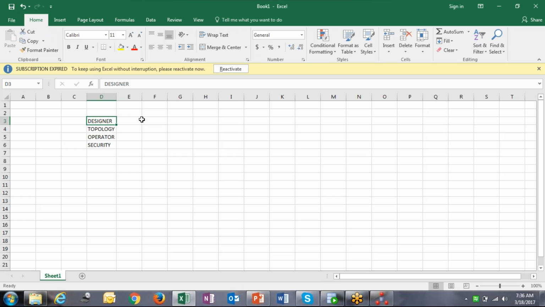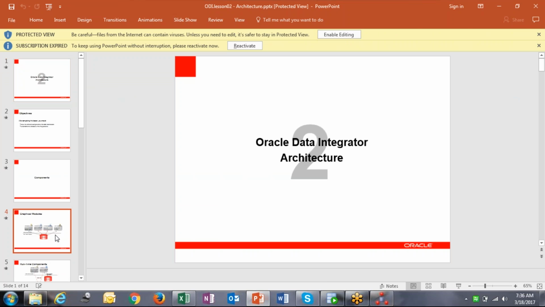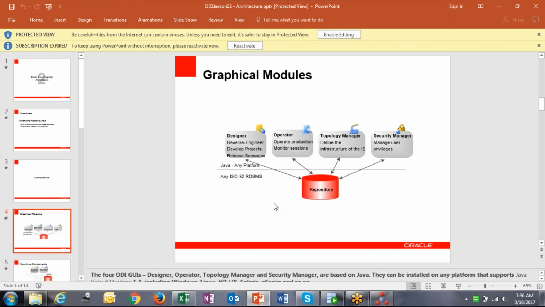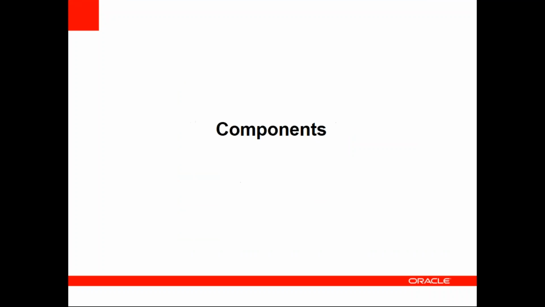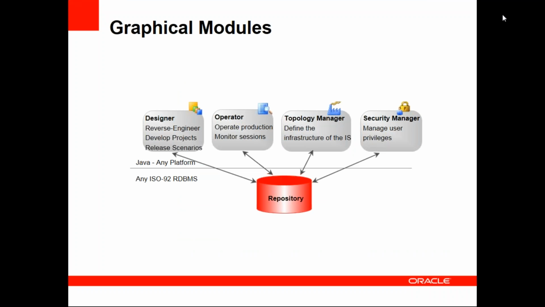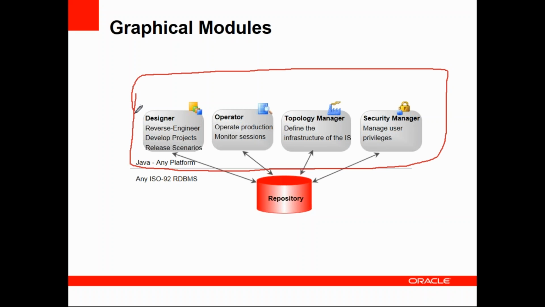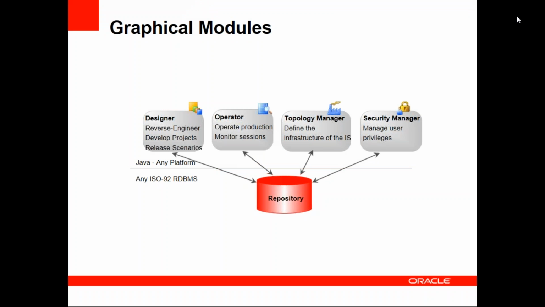Even though it looks internally like these all are pointing to one repository, if you have a look at this one, these all are pointing to one repository only, right? But basically the designer and operator connect to one repository, topology and security connect to the other repository, but the repository is common everywhere. Okay, so what are the repositories then? Okay, let me clear that.